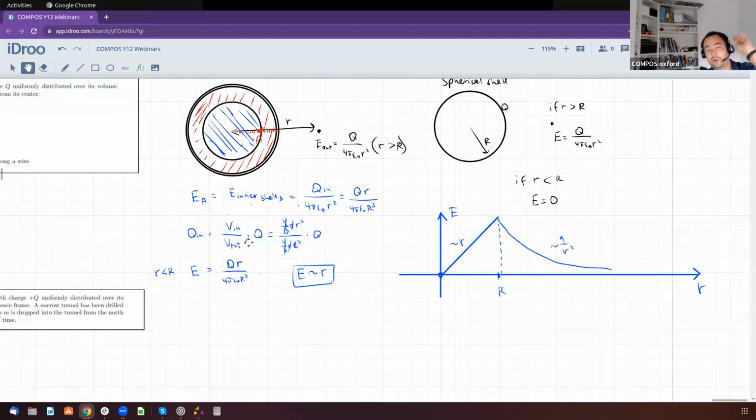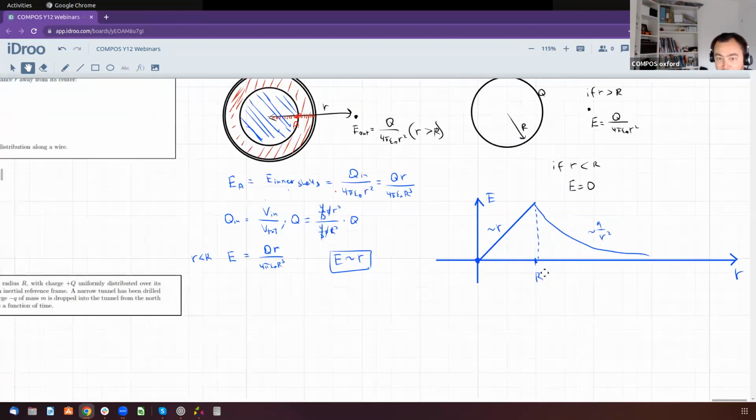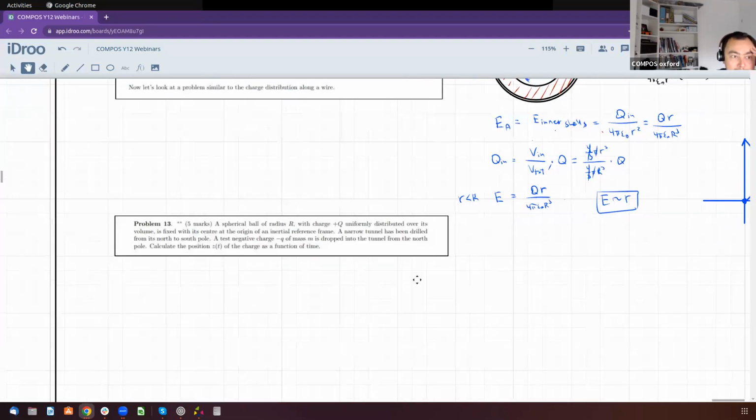So once again, this is a uniformly charged ball, not a spherical shell. For a spherical shell, it's just going to be 0 and then like that. So for a spherical shell, it's just going to be like this. Good.